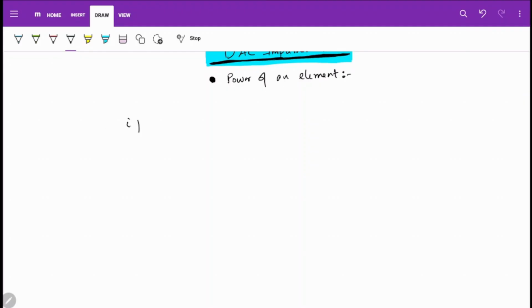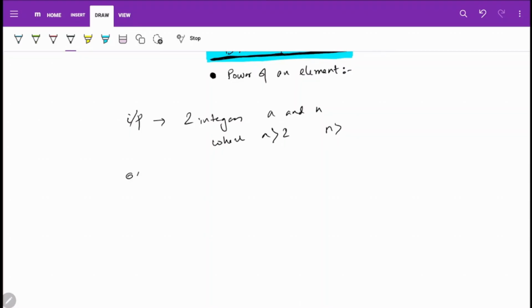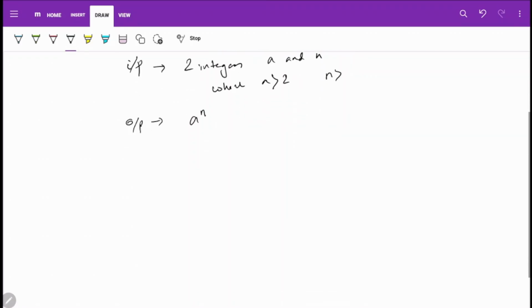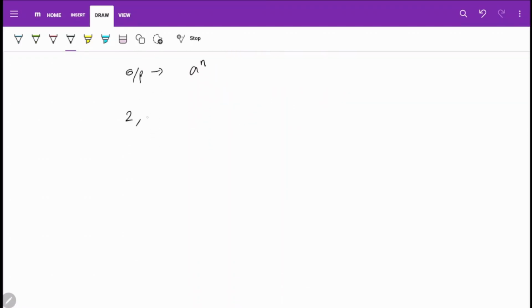So the input will be two integers, a and n. A is greater than 2 and n is greater than 1, and the output will be a to the power n. So let's say if you are given 2 and 64, you need to find 2 to the power 64. So this is a and this is n. N is the exponent, a is the number for which you want to find the power, like 2 to the power 64. So a is 2, n is 64.